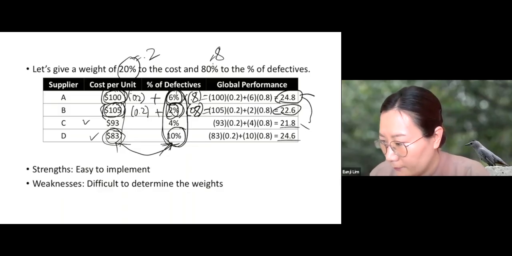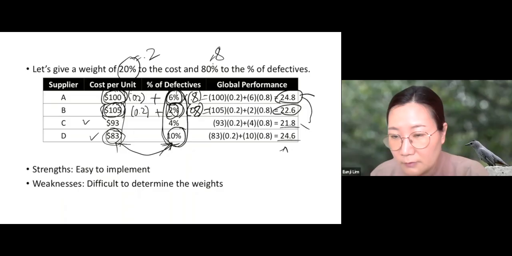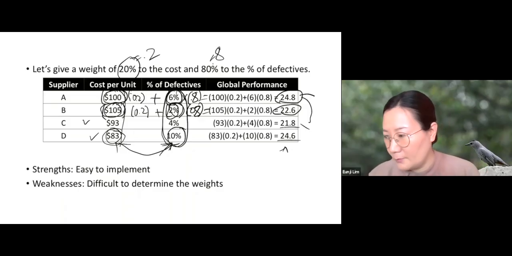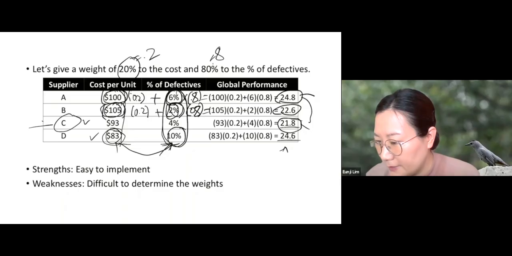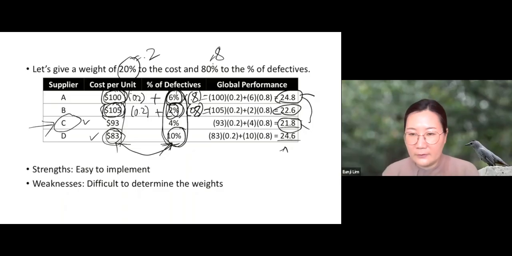So in the global performance, you should pick the lowest value that represents the best performance. So pick the one with the lowest value, which is supplier C. That's going to be your final choice when you use the weighted sum approach.